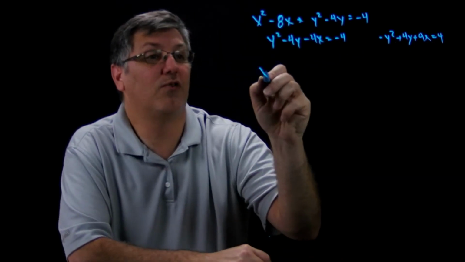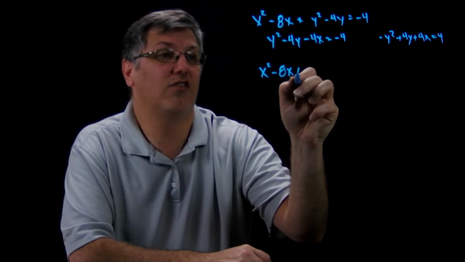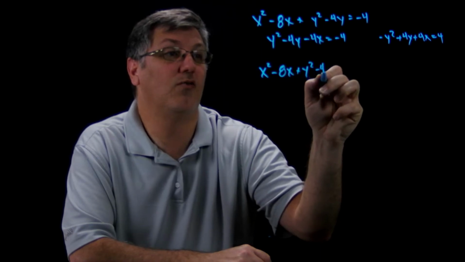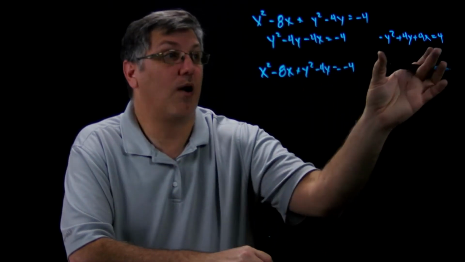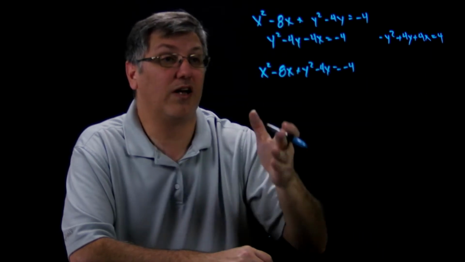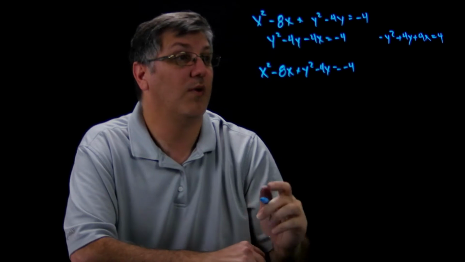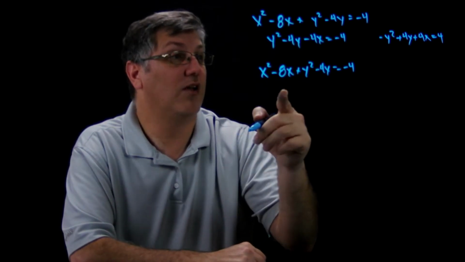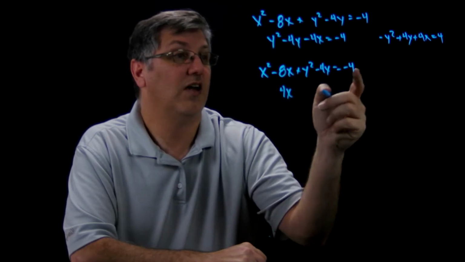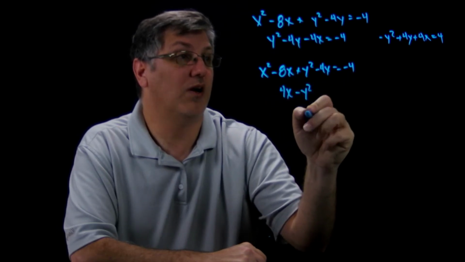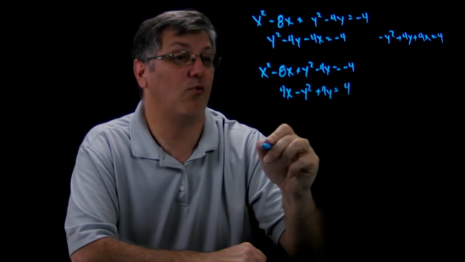So I'm going to write the first equation, leave it alone. x squared minus 8x plus y squared minus 4y equals negative 4. Then we'll use the commutative property on this to rearrange it so I can write columns. So x squared column and y squared column. I don't have anything on the x squared, but I do have a 4x. I have a negative y squared. I have a positive 4y. And I have my 4 on my column.